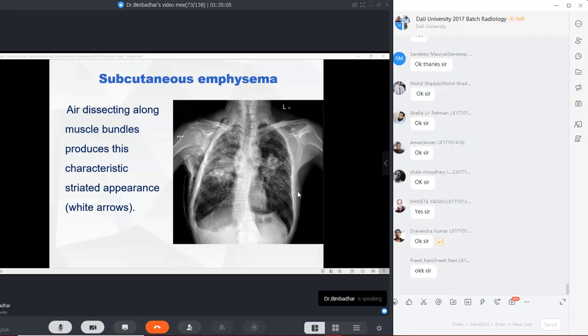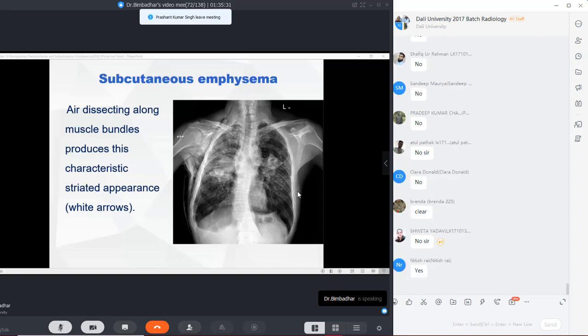Is this concept clear for everybody? Anybody have any doubts? Martin, Benedict, Novella, Brenda, Clara, Shweta, Arman, Shafiq, Hasham, Nitish Rai, Reshma, all people, right? Once we complete pneumonia and pleural effusion, we will have an assignment on these chapters.